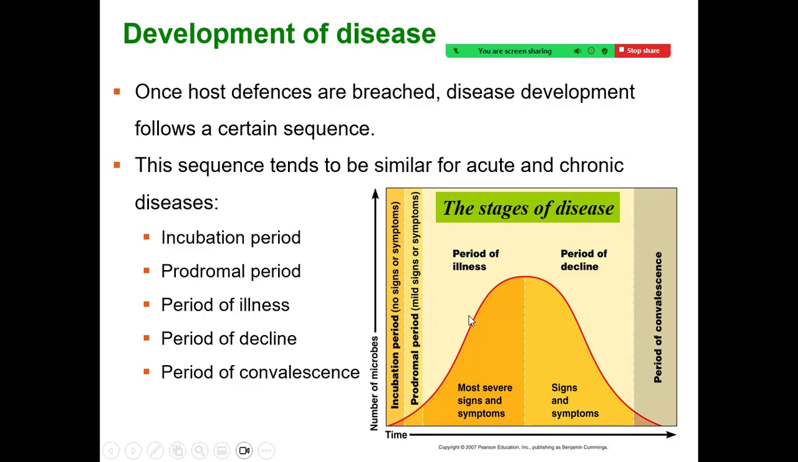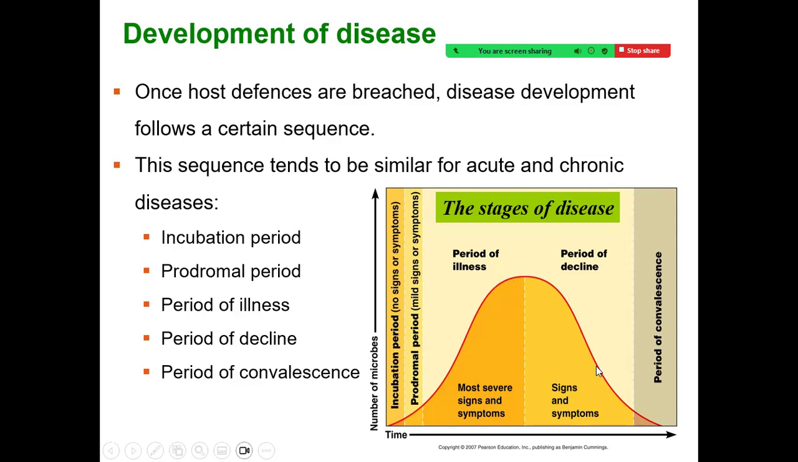That's followed by the period of illness where the signs and symptoms are no longer mild. The signs and symptoms are the most severe in the period of illness. That will be followed by the period of decline where the patient starts getting better. You might notice a patient has a fever and then the fever breaks. That would be the start of the period of decline, where the patient starts getting better. They still have signs and symptoms, but they're decreasing in severity.